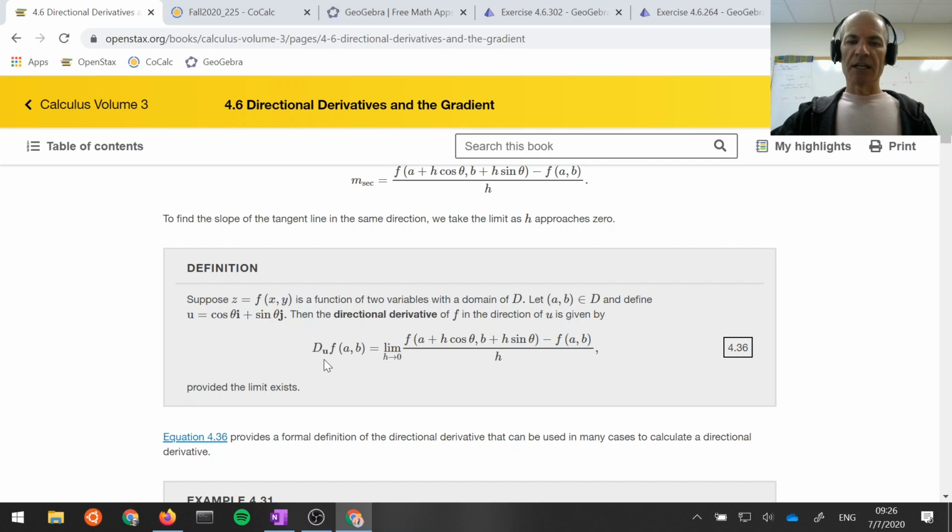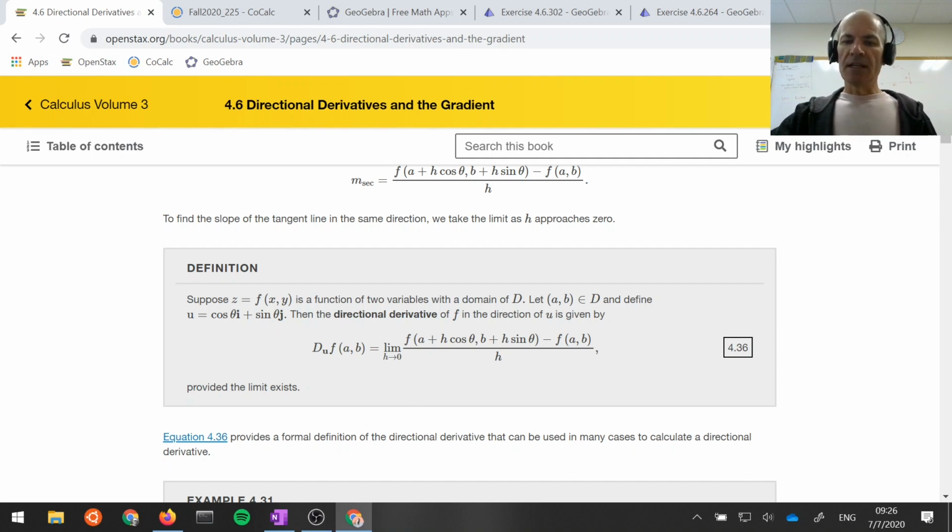We use the notation D sub u. Capital D stands for derivative. Sub u, the u is a unit vector in the direction that we're interested in. f is the function that we're differentiating, and (a, b) is the location in the domain where we're taking this derivative. So there are lots and lots of moving parts, and you're responsible for figuring out how all of these things lock together. We'll do a lot of examples to help you get there.